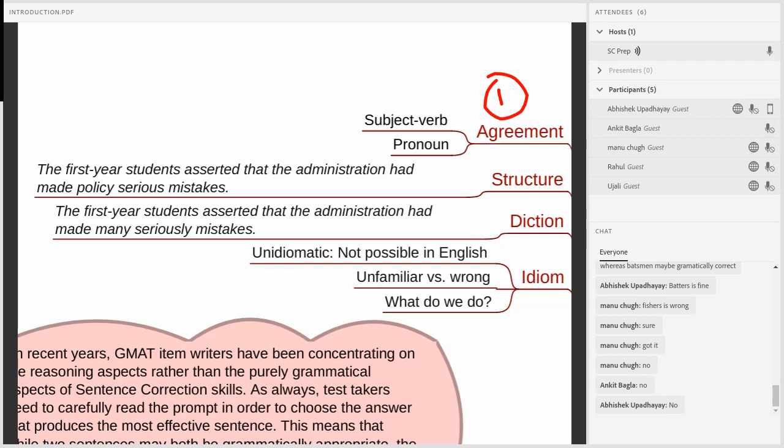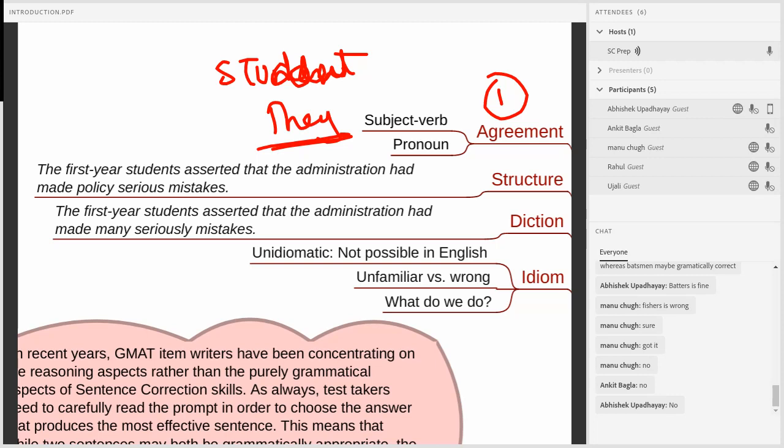Similarly, if a pronoun is trying to refer to a noun, right, there should be no singular plural mismatch. You can't say student, and then use the pronoun they, right? This is not possible on the exam, on a standardized exam. In your real life, you may do this.